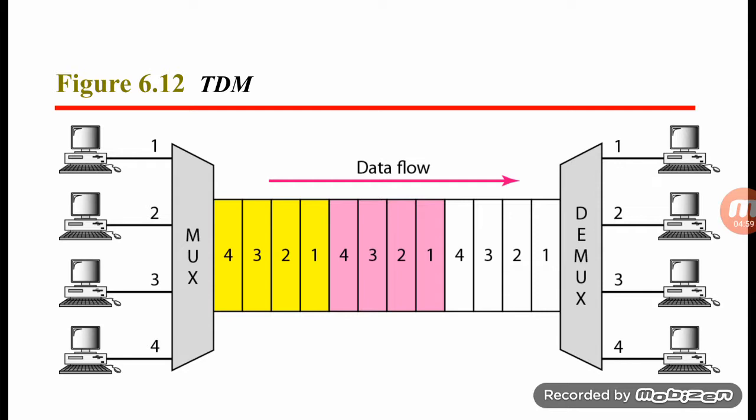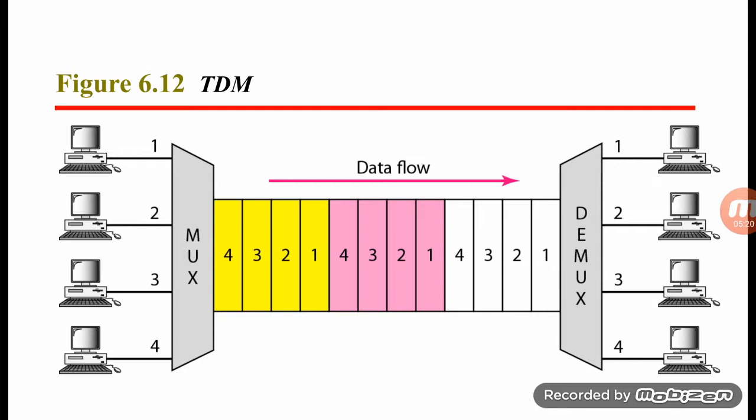So this was for the whole time, this was for user 1. For the whole time, this was for user 2. For the whole time, this was for user 3, and this one. This is FDM, right? What is happening in TDM? Instead of giving him one portion, you are giving him the whole bandwidth. Okay? But you are not giving it for the whole time.